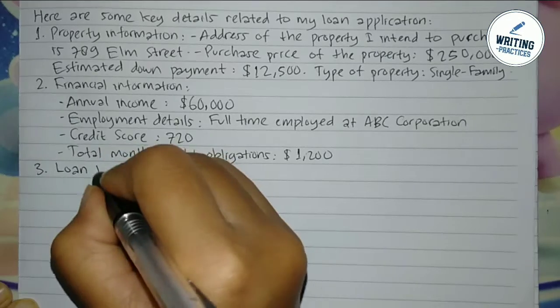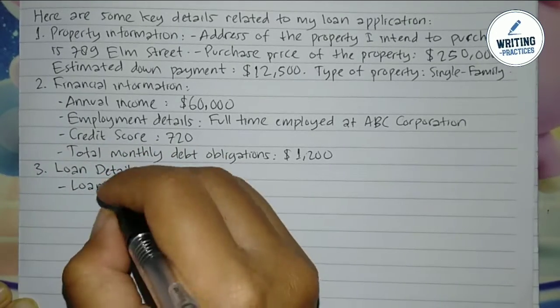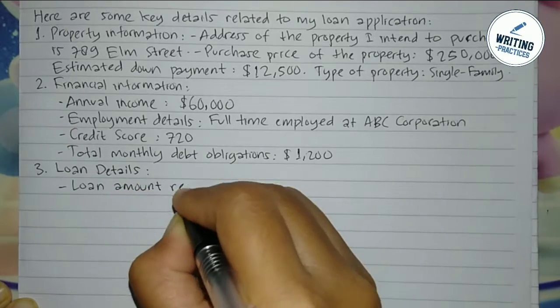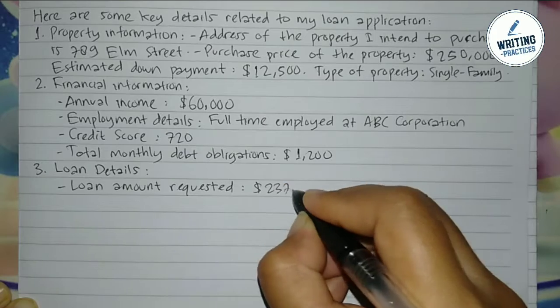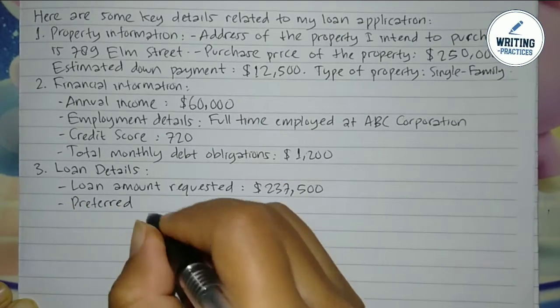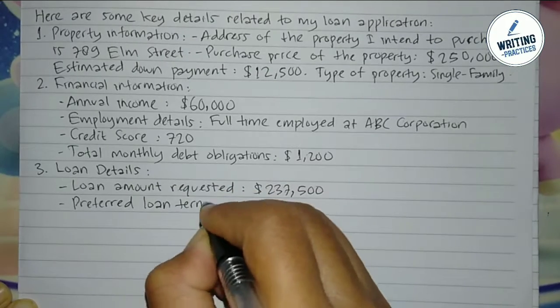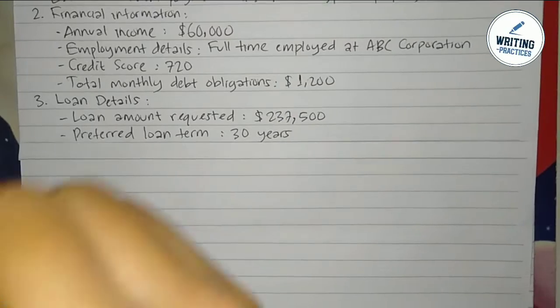In the third point, it is about the loan details. The applicant specifies the loan amount they are requesting. And you need to write other details like the preferred loan term, and any other relevant loan-related information. You can check this sample. "3. Loan details. Loan amount requested, $237,500. Preferred loan term, 30 years."